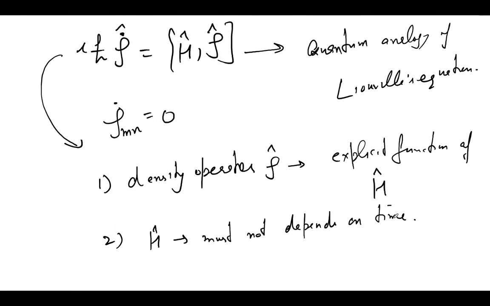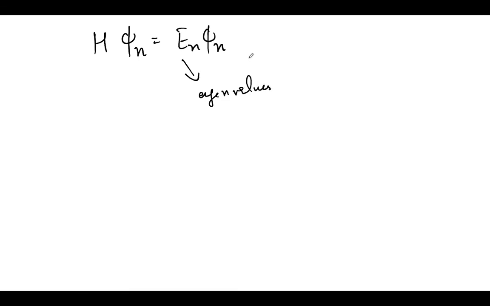So if the basis functions phi n are also the eigenfunctions of this Hamiltonian itself, then the matrix of H and rho must be diagonal. So we can write H of phi n equals En into phi n, where En represents the energy eigenvalues and phi n represents the eigenfunctions.